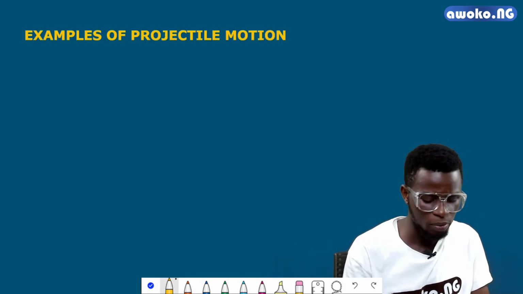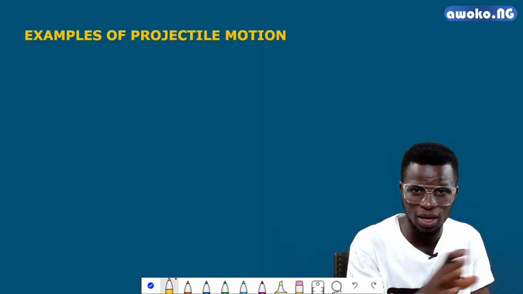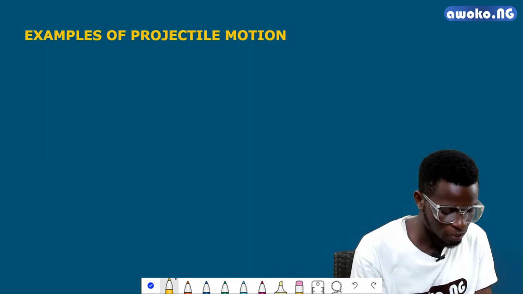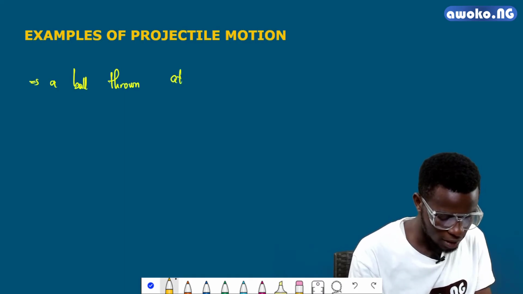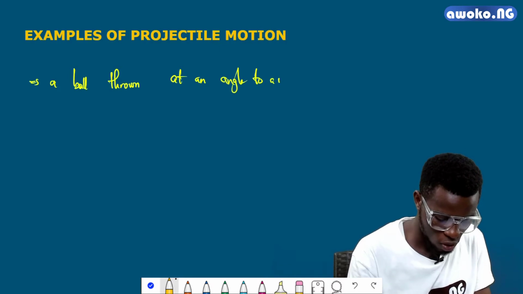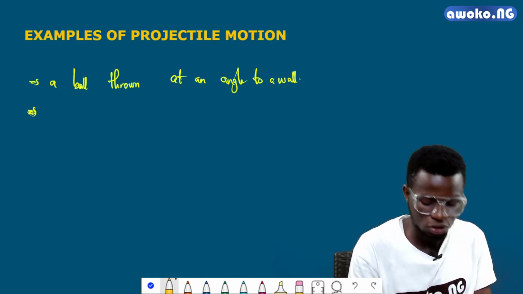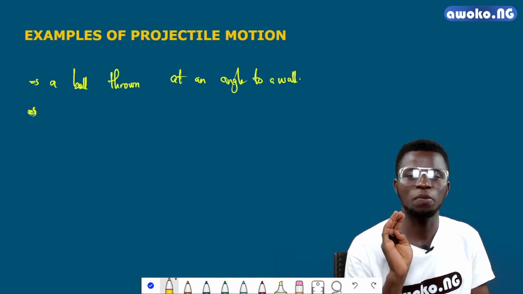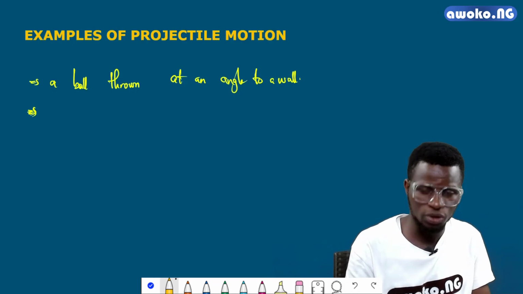Let us consider some examples of projectile motion, the ones we can see commonly around us. The first one is a ball thrown at an angle to a wall. So if a boy decides to throw a ball at a particular angle to a wall, then it is an example of a projectile motion.